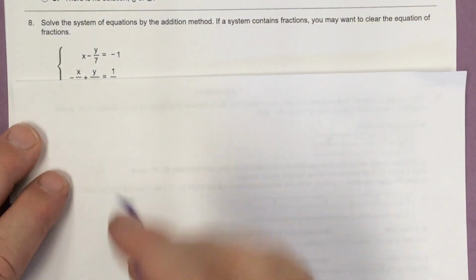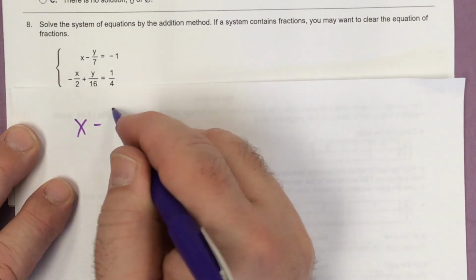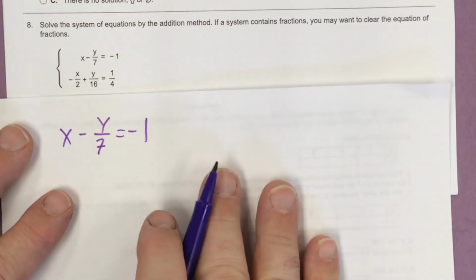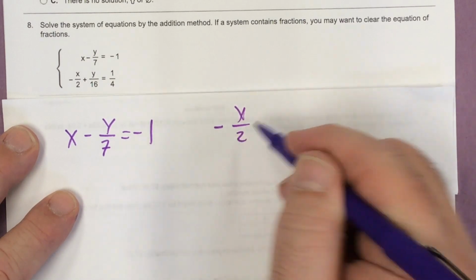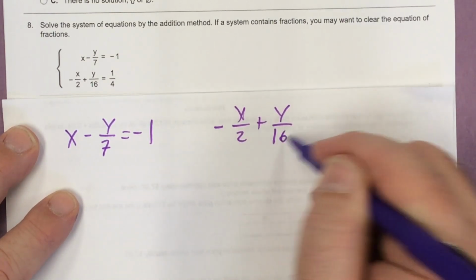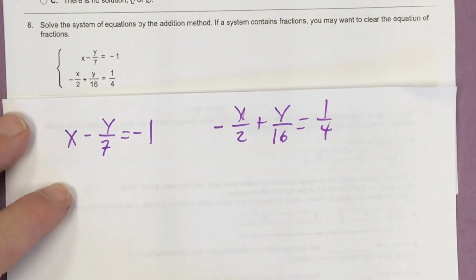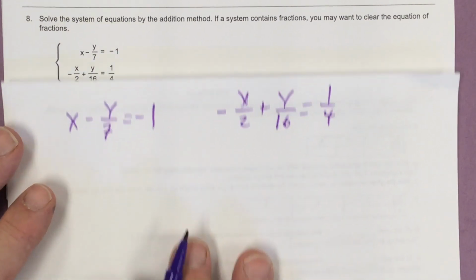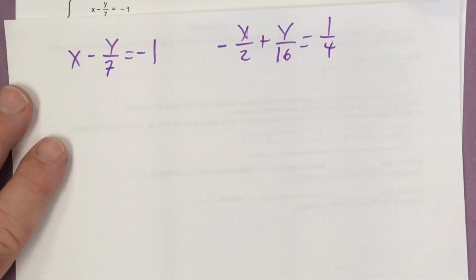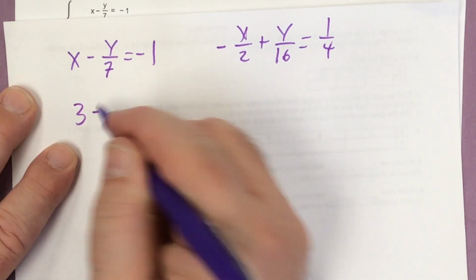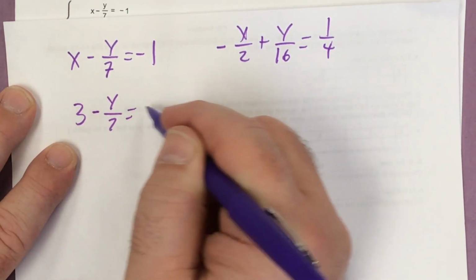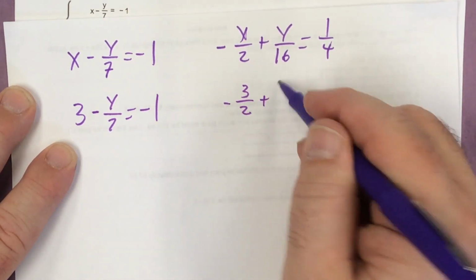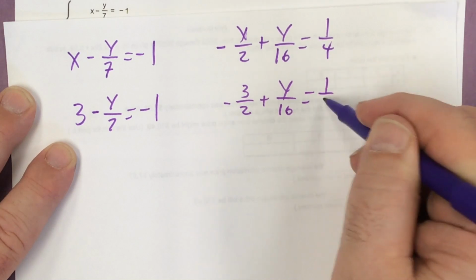So the original equations here again are going to be x minus y divided by 7 equals negative 1. And then the other equation is going to be negative x over 2 plus y over 16 equals 1 over 4. So let's say I go ahead and put 3 in for x. That's going to give me, let me make sure everyone can see this, 3 minus y over 7 equals negative 1. Here I'm going to get 3 over 2 plus y over 16 equals 1/4.